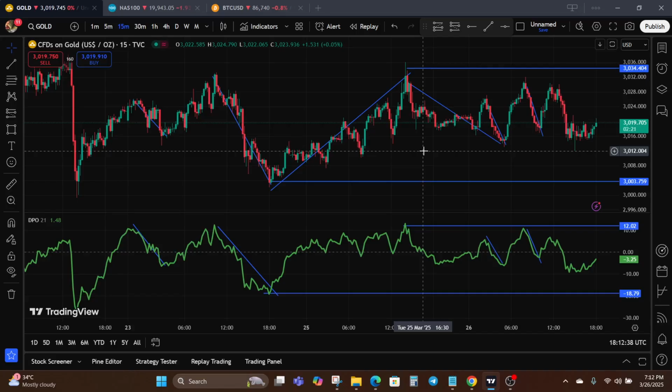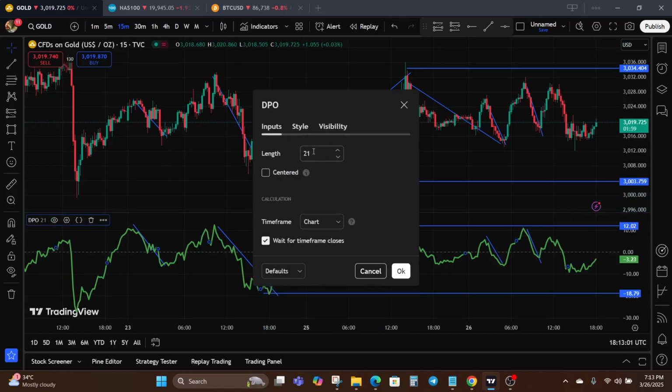Now you can also use this indicator to spot market cycles, right? The DPO helps traders identify repeating price cycles, making it easier to time entries and exits. So short-term traders can actually use lower DPO settings to capture quick swings, while long-term traders may prefer a higher period setting. If you go to the inputs, the length, you can decide. Short-term traders can reduce the value here, while longer-term traders might prefer higher values to smooth out minor fluctuations.